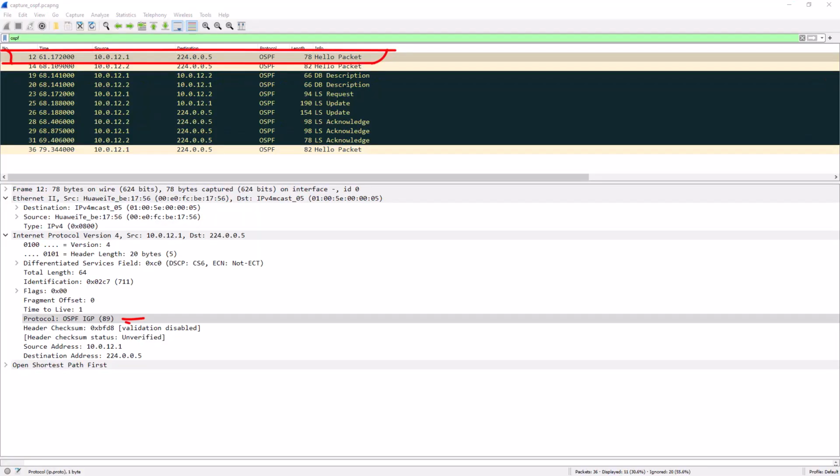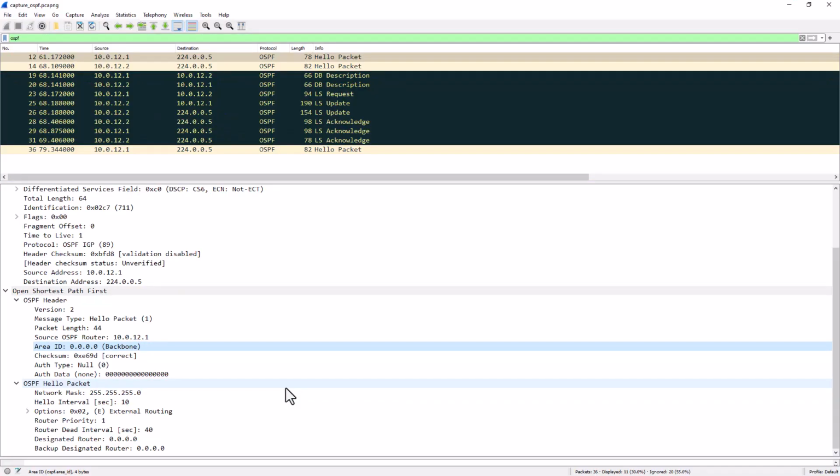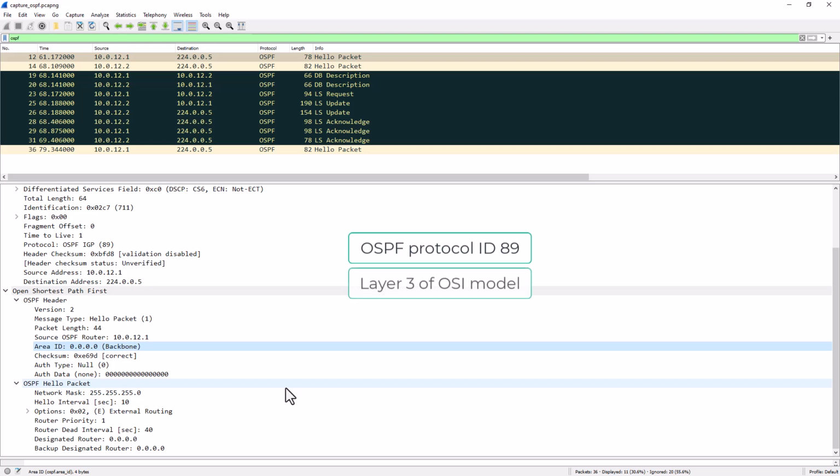We can see that the OSPF protocol ID is 89. OSPF resides at layer 3 of the OSI model, directly on top of IP. It doesn't use TCP or UDP as a transport, it uses IP.